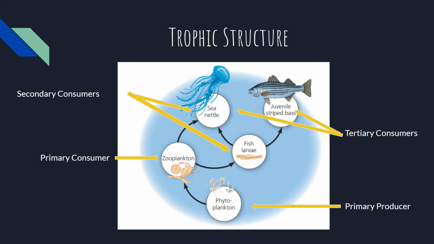So the thing is, the sea nettle is both a secondary consumer and a tertiary consumer because it's eating a primary consumer, so it makes it secondary, but it's also eating a secondary consumer, so it becomes tertiary because it's eating the fish larvae too. So this organism would be considered both. And juvenile striped bass is a tertiary consumer because it's eating the fish larvae, which is a secondary consumer.